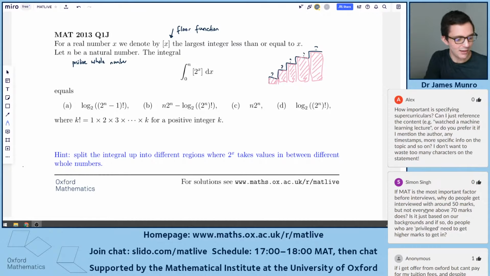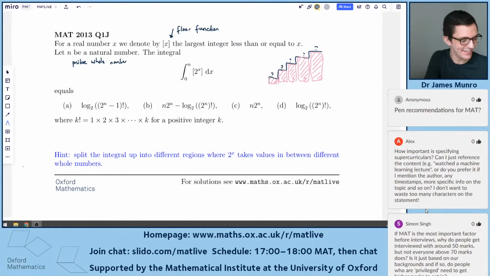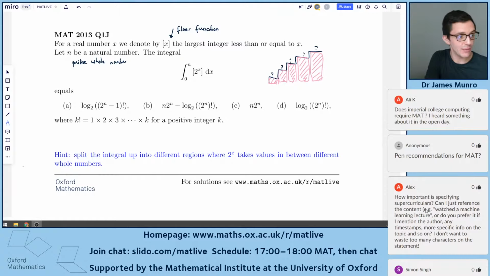Anyway, pen recommendations for the MAT. You do have to answer in pen. Does Imperial College computing require MAT? Oh goodness, I think this is a question for Imperial College. Something about it in the open day. Hopefully the Imperial College open day, talk to Imperial, it's up to them which of their courses use the MAT. I think, no, I'm not even going to guess.